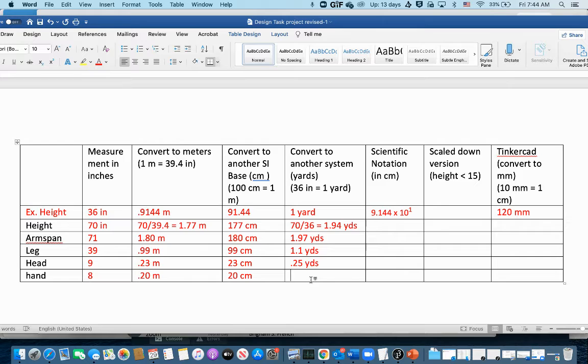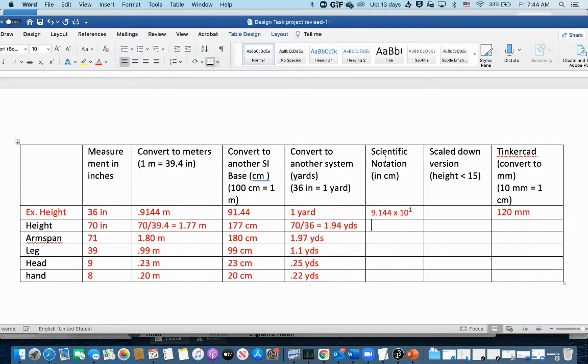And I got right here, hand, right? So that's 8 divided by 36. That's 0.22 repeating. So I'm just going to say 0.22 yards. Okay, so definitely a little more complicated going from inches to yards. Way less complicated going from meters to centimeters. This is why we use the metric system here.